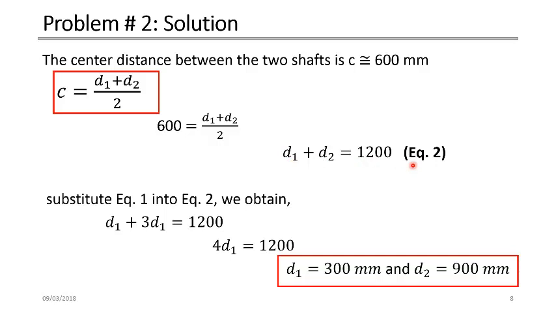So now we have two equations and two unknowns, so we can solve them together to get the diameters D1 and D2. If we substitute the first equation into the second equation, we have D1 plus D2, and we know that D2 is 3 times D1, so we substitute 3D1. On the left-hand side, we have 4D1 is equal to 1200, and consequently D1 is 300 millimeter and D2 is 900 millimeter. So we've got now the pitch circle diameters D1 and D2, and we need to get the number of teeth.